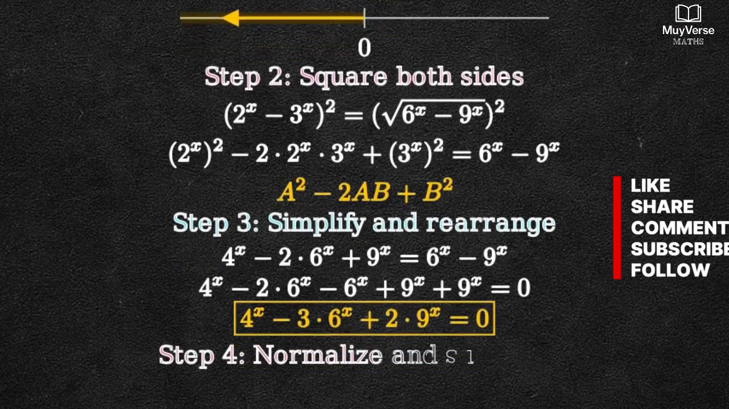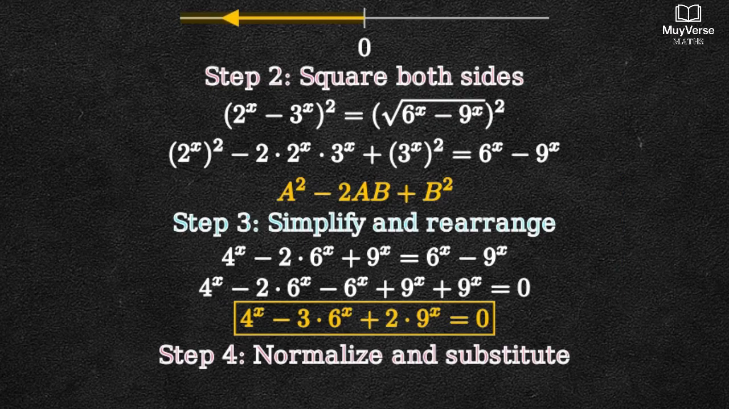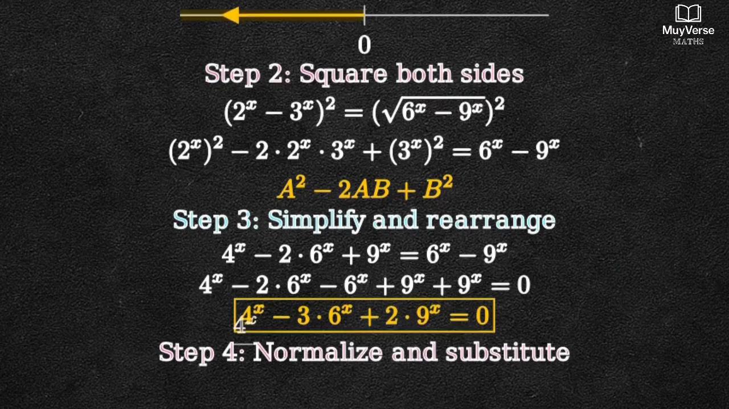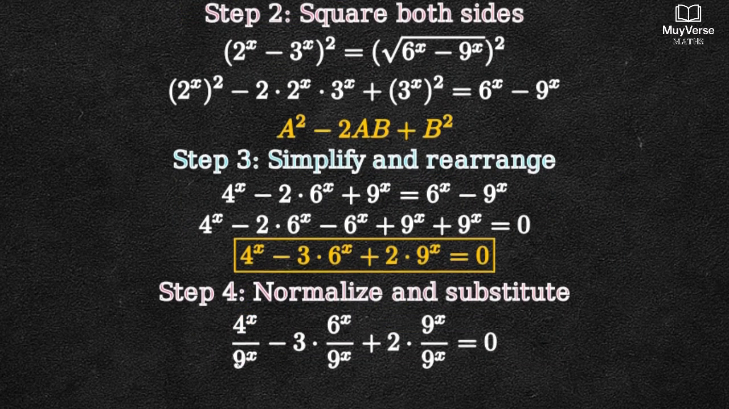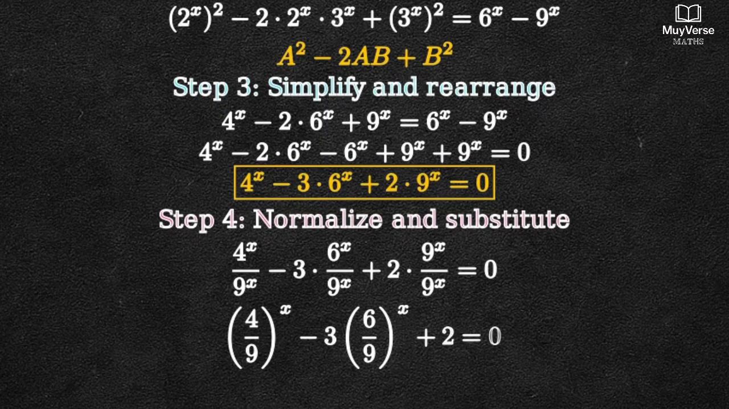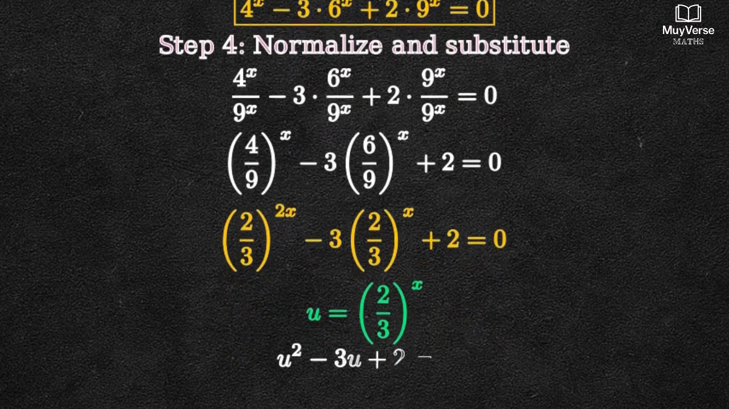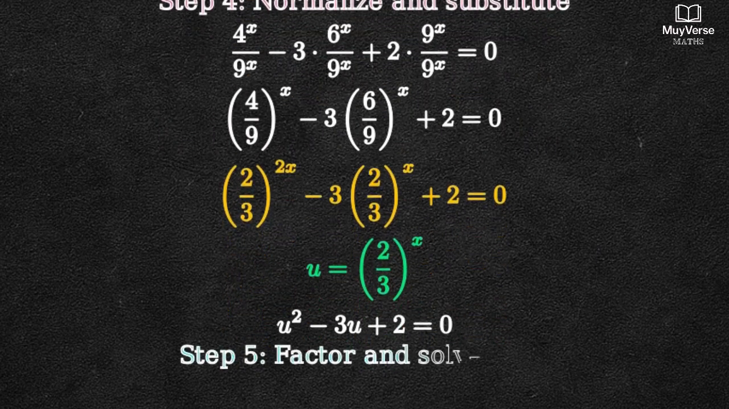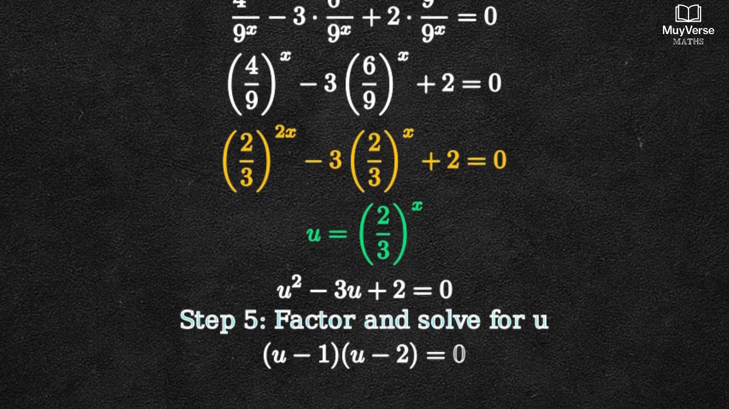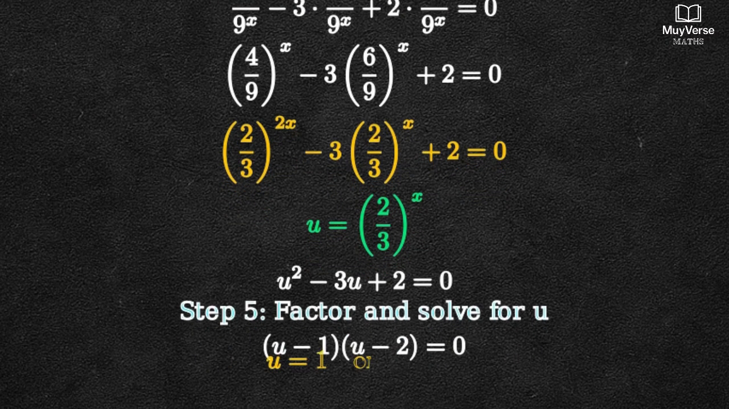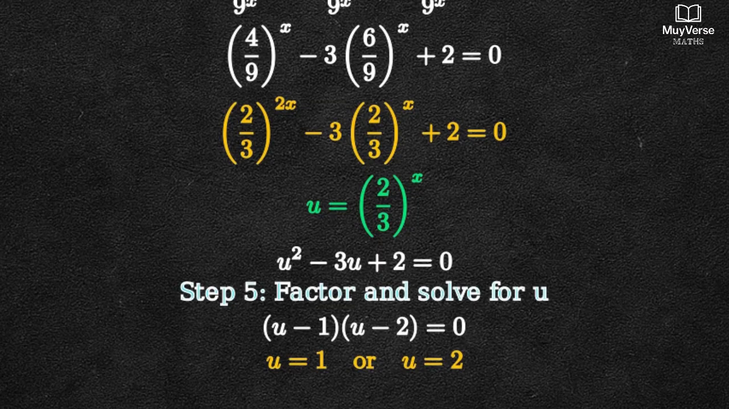Step 4. Divide both sides by 9^x to prepare a substitution. Then set u equal to (2/3)^x. This turns the equation into a simple quadratic in u. Step 5. Factor the quadratic. We get (u − 1)(u − 2) = 0. So u equals 1 or u equals 2.